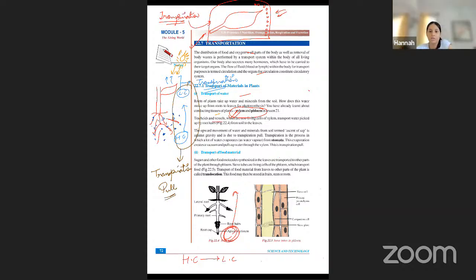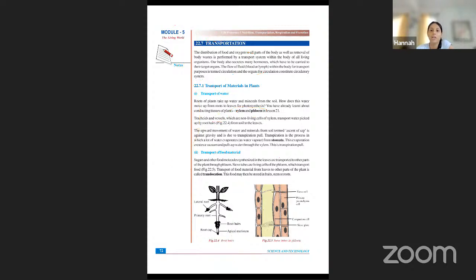Distribution of food and oxygen to all parts of the body, as well as removal of body waste, is performed by a transport system within the body of all living organisms. Our body also secretes hormones, which have to be carried to their target organ. The flow of fluid, blood or lymph within the body for transport purposes is termed circulation, and the organs for circulation constitute the circulatory system.